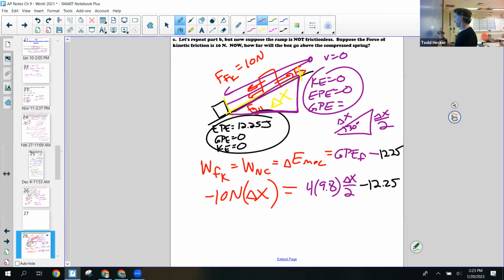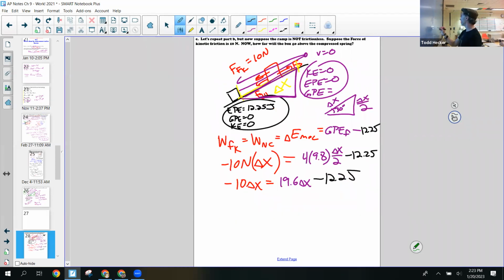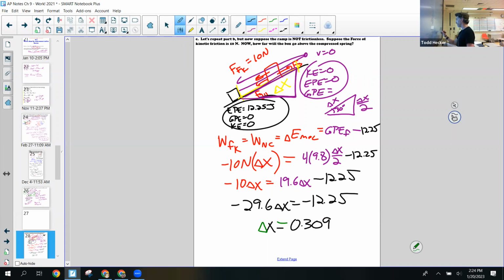So I'm looking at negative 10 delta x equals 19.6 delta x minus 12.25. Add the 19.6 to both sides, and you get negative 29.6 delta x equals negative 12.25. Divide both sides by 29.6, and your delta x turns out to be 0.309 meters.